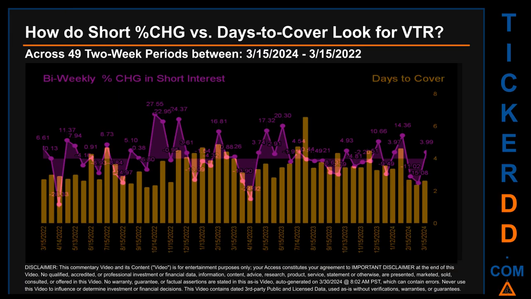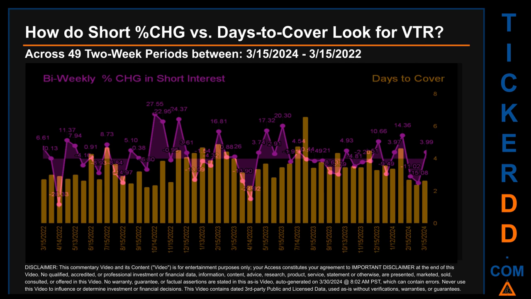Zooming out, I looked across 49 2-week snapshots, from latest found, March 15, 2024 to oldest found, March 15, 2022. In the graph, I overlaid bi-weekly percentage change in short interest against days to cover. Across these 49 2-week snapshots, the average percentage change of short interest was about 0.55%.